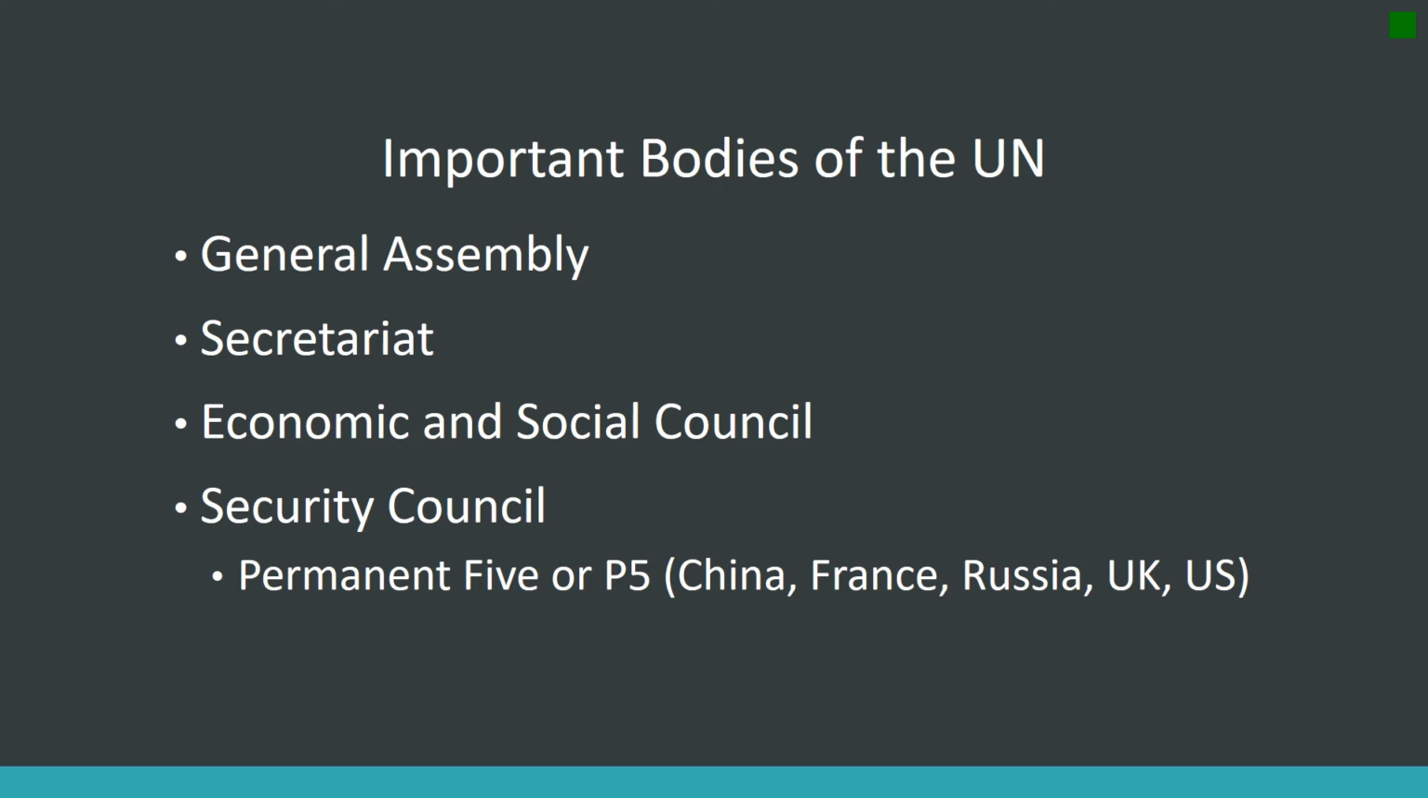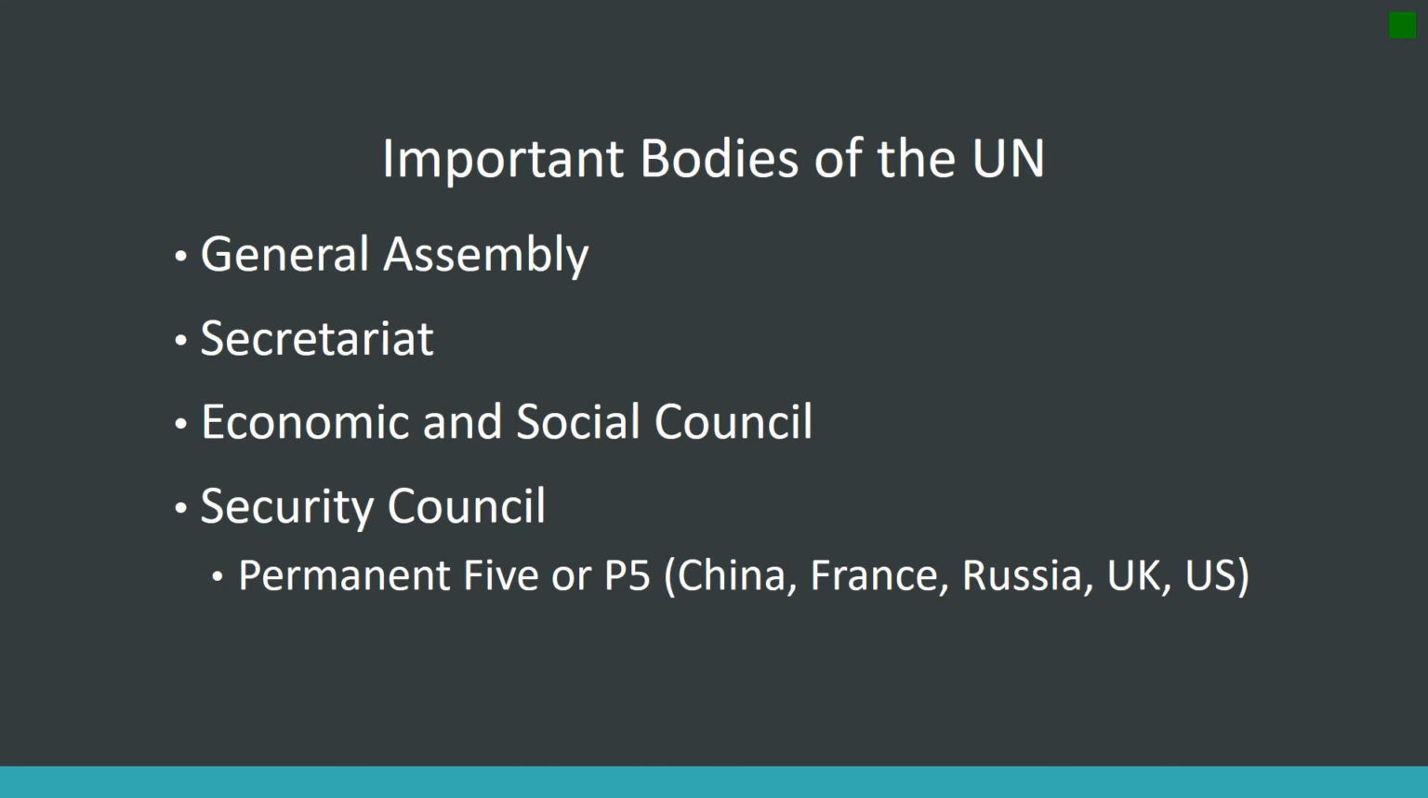The Secretariat is the bureaucracy of the United Nations. This is where all of the day-to-day running of the United Nations takes place. The people who actually have to run the programs that the UN tries to put into place are based in the Secretariat. The face of the UN is the Secretary General, who is the head of the United Nations and heads the Secretariat.